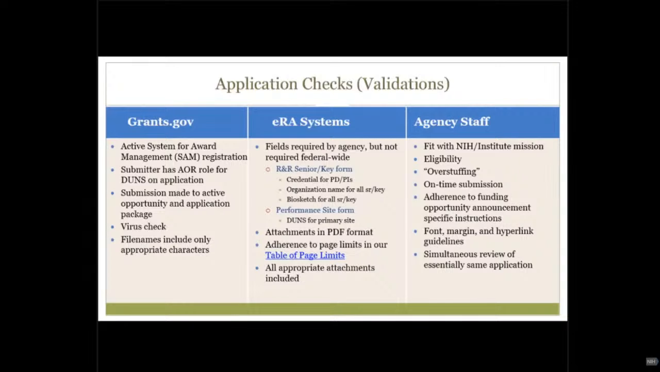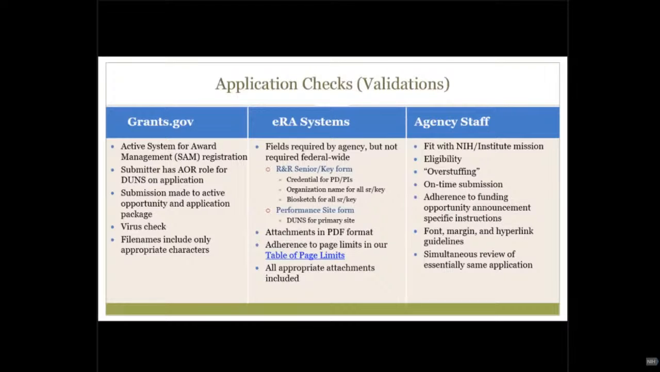Applications will first encounter system validations from Grants.gov. These are primarily Fed-wide level requirements and some higher level validations, such as checking if the FOA and application forms package are actually active, as well as virus checks and that the submitter has the appropriate AOR role for the applicant organization. Applications will also encounter system validations from eRA systems based on agency level requirements.